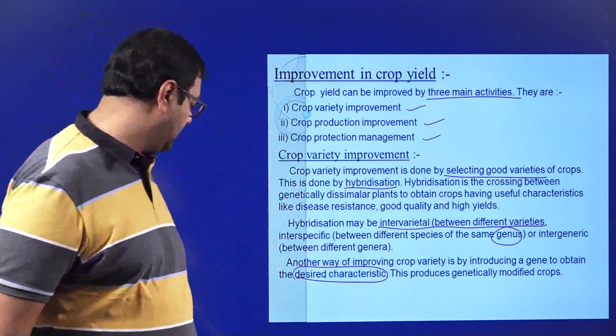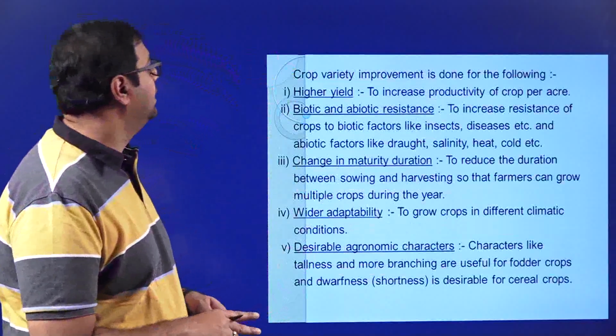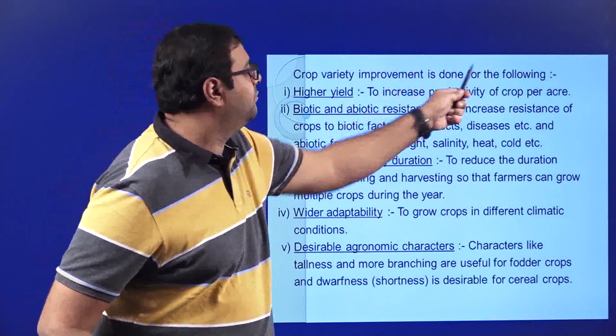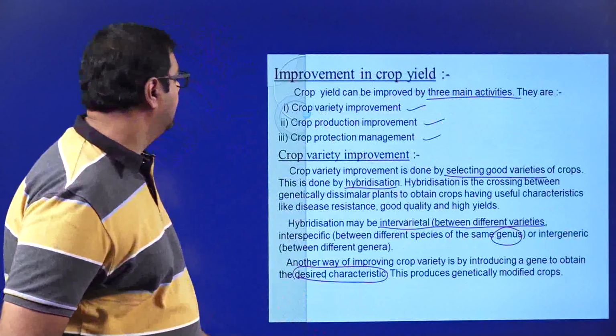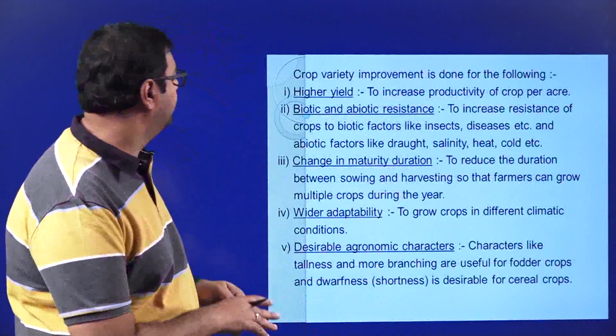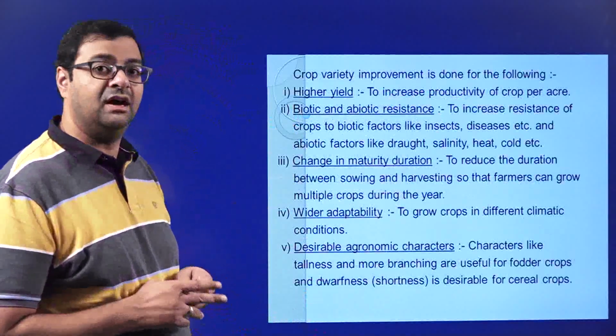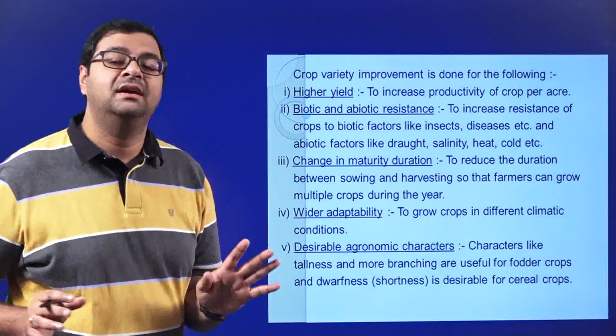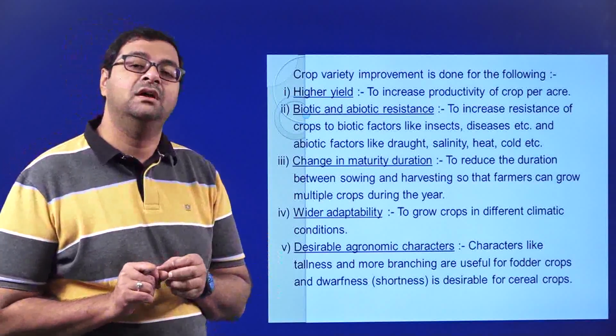Okay, now next, moving on. Now crop variety improvement is done for the following. Now why is it that crop variety improvement is done? That is what we are going to look at.